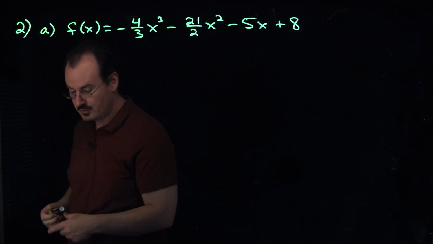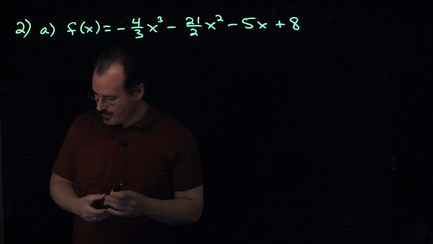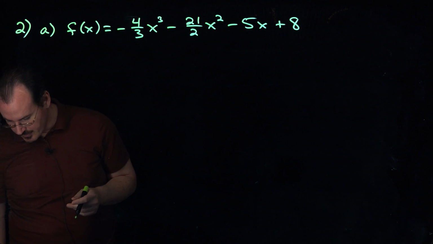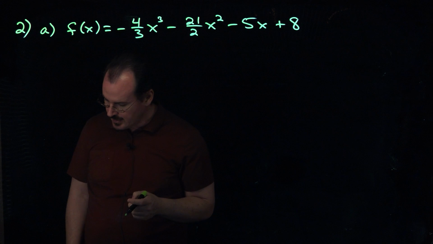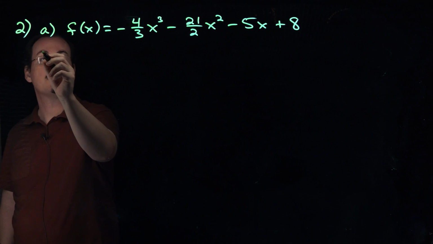Doing problem 2a from section 5.2. Find the x values of all points where the function is defined as follows have any relative extrema, and then find the value of those relative extrema. That's pretty much what we've been doing for all of these problems.